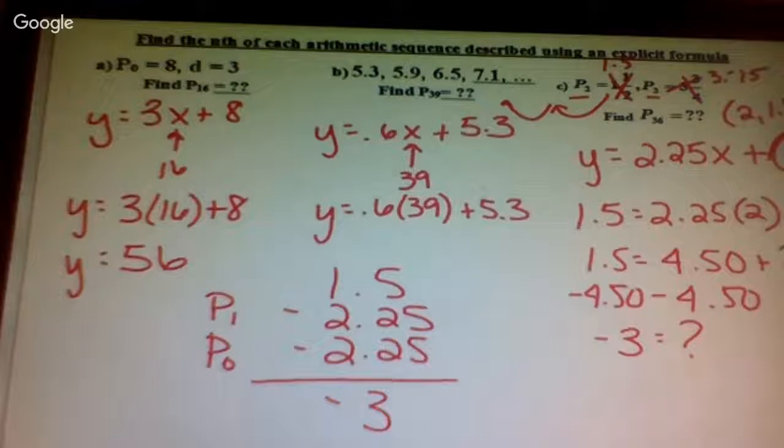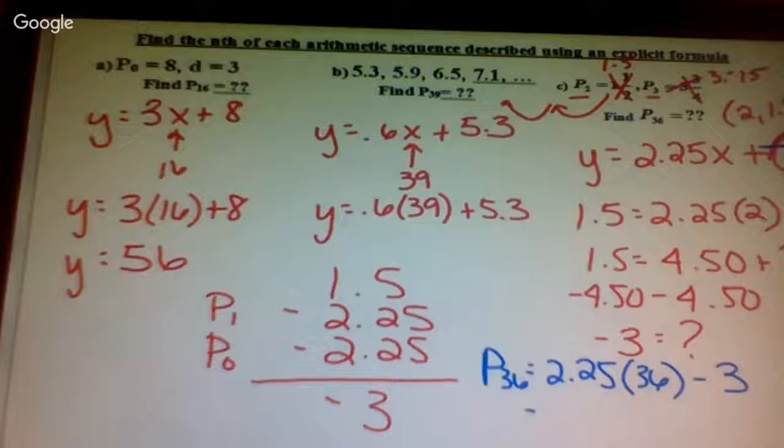The other way is quicker until you get to the point where you've got p sub 36 is this and p sub 42 is that, and you're so far up there that you would literally have to keep going minus, minus, minus. Then this is when this is going to come into play. Okay, so should be -3 then, and we need to find p sub 36. So 2.25 times 36 minus 3. It's at 78.